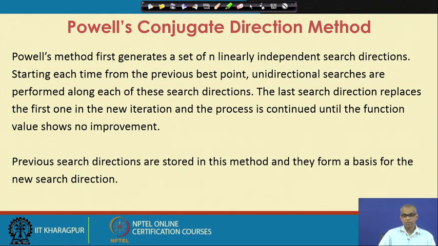Powell's method first generates a set of n linearly independent search directions. Starting each time from the previous best point, unidirectional searches are performed along each of these search directions. The last search direction replaces the first one in the new iteration, and the process is continued until the function values show no improvement or it meets some convergence criteria, such that the search direction becomes very small or the function value does not show any improvement. Previous search directions are stored in this method and they form a basis for the new search direction.